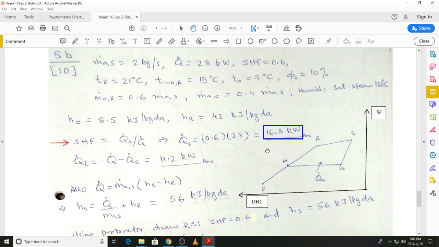Then the latent heat loss again can be easily found out, because we know that the total heat loss is the sum of the latent and sensible heat loss values, and that gives us the latent heat loss, which comes out to be 11.2 kilowatts, and the sum of the two must be equal to 28 kilowatts. So 11.2 plus 16.8 will give you 28 kilowatts.